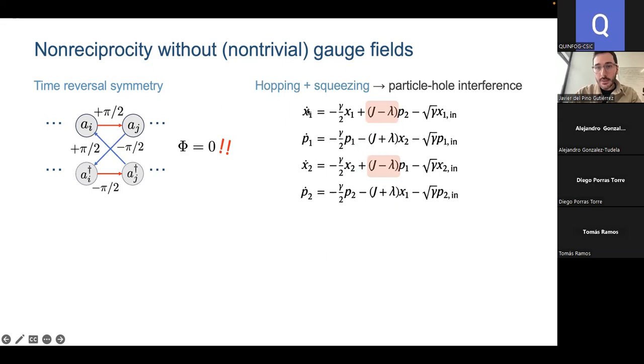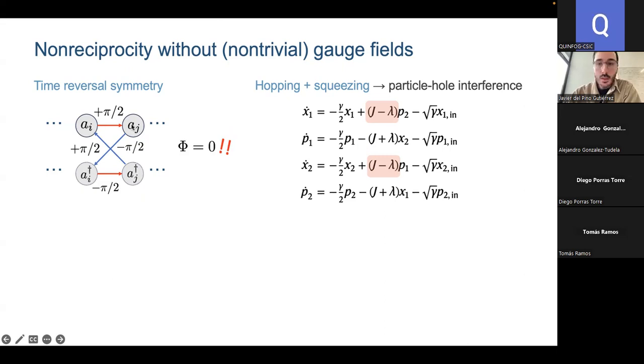If you now write the equations of the quadratures for just two resonators, which are coupled and at the same time two-mode squeezed, you see that this is the hopping amplitude and this is the two-mode squeezing amplitude. You can see that they can cancel out. Then you get an X quadrature which is decoupled from the P quadrature. It's basically not coupled to anything in this two-mode model. So this is not caused by a gauge field, but there is some form of interference process: a destructive interference between the processes of hopping and two-mode squeezing.